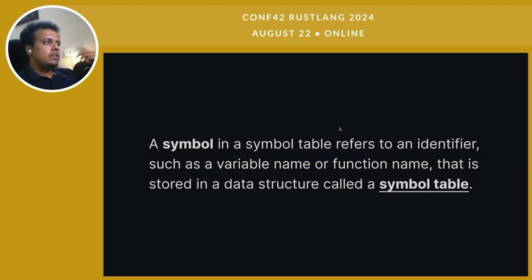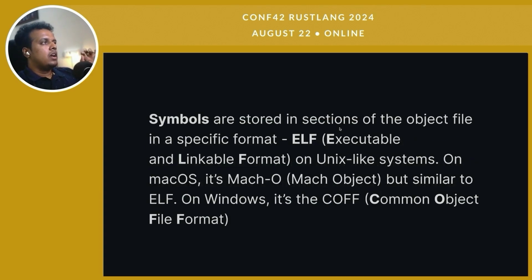All right. So we spoke about object files, and then we said object files have symbols. Just reiterating the definition, a symbol refers to any identifier, a variable name or a function name, that is stored in a data structure called a symbol table. Symbols are stored in sections of the object file in a specific format called the ELF format. On Unix, this is the ELF format, on Mac OS it is the Mach-O format, and on Windows it's the COFF format, which is common object file format.